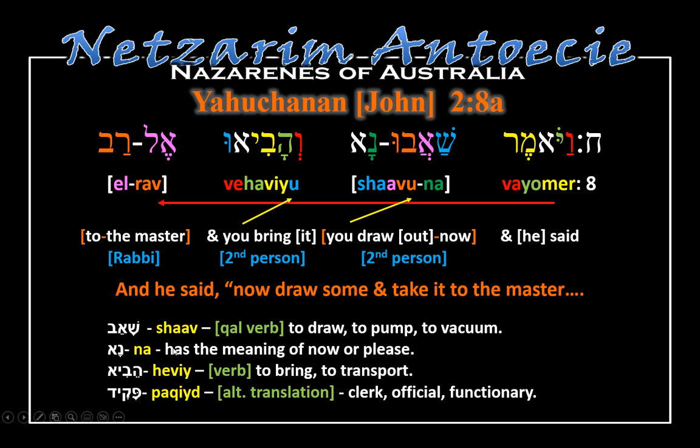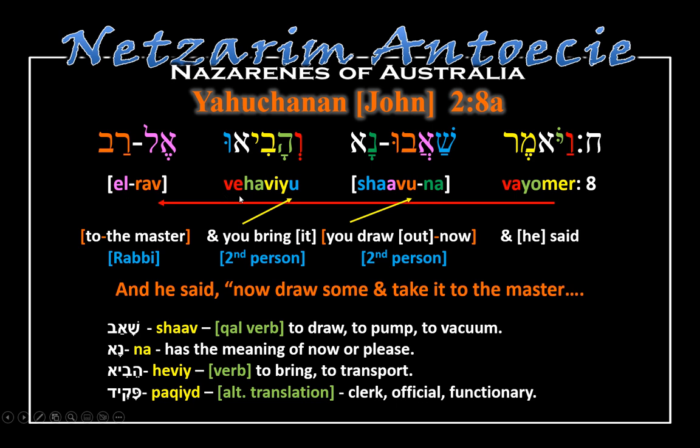So let's have a look at the word sha'av. It's a kal verb to draw, to pump, to vacuum, right? Not that they had vacuums back then. And then na can be translated as now. You draw out now. Down here, na has the meaning of now or please. Sometimes it's used as please, sometimes as now. Then ha-vi-u, and you bring it. Again, it's still in the second person, so the u is you, not they.